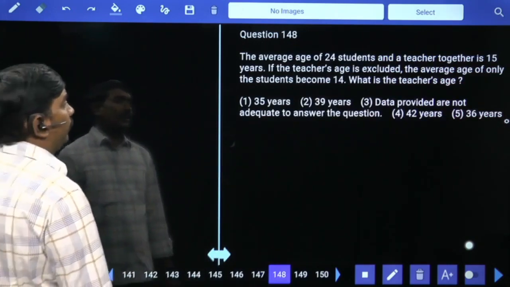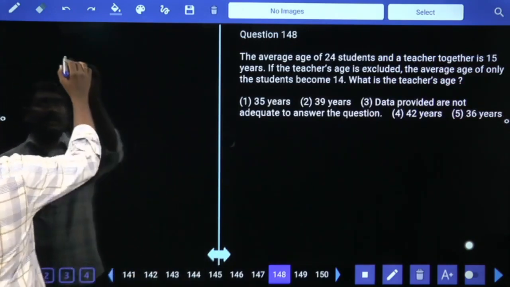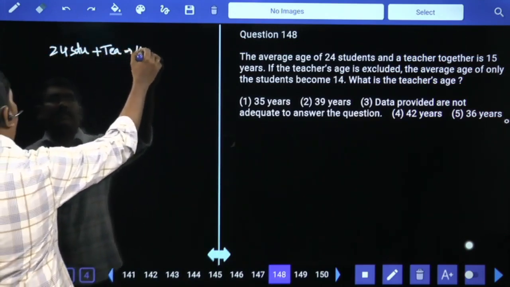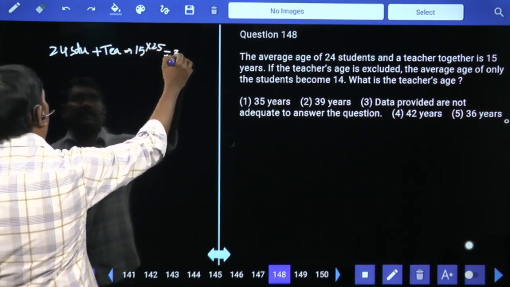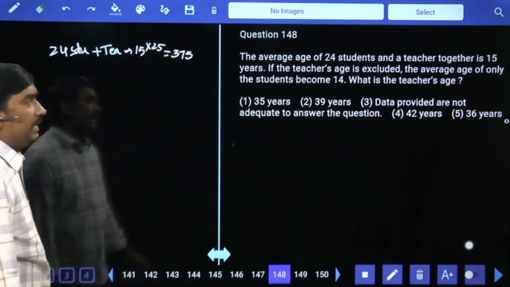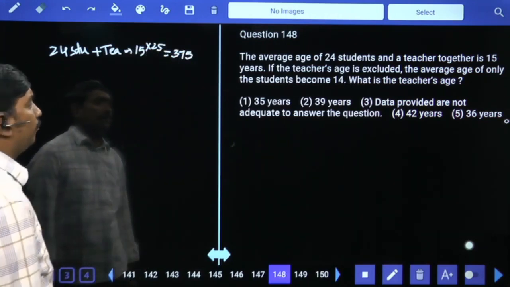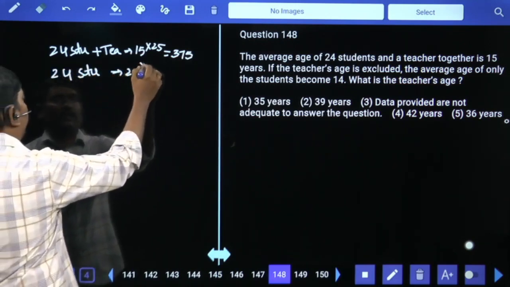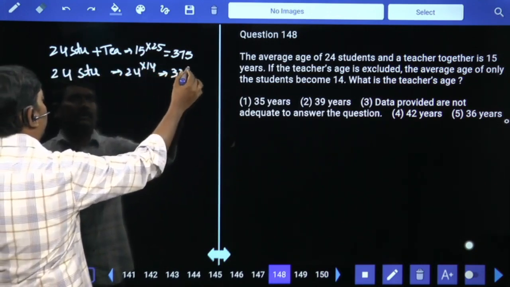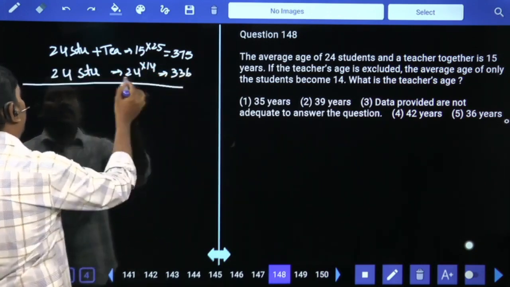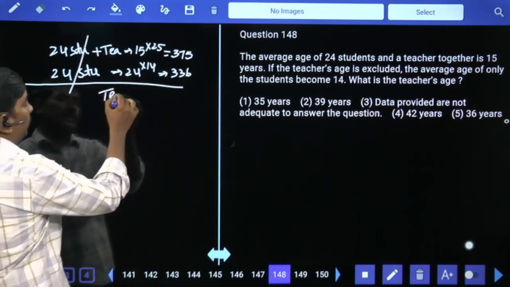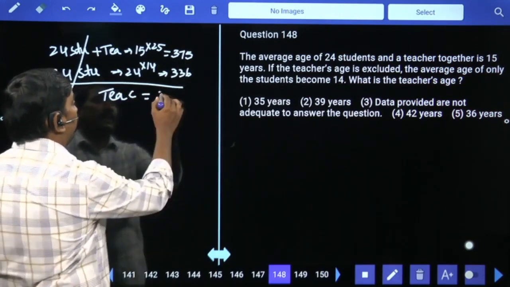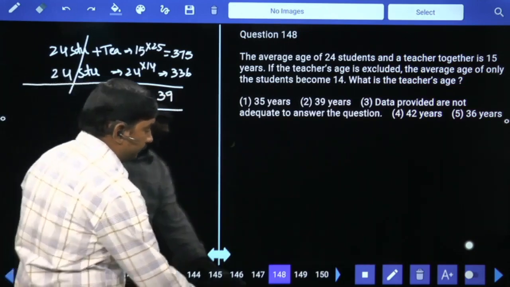The average age of 24 students and a teacher together is 15 years. 24 students plus teacher, average 15 means total 25 members. 375 is the total. If the teacher's age is excluded, the average age of only students becomes 14. 24 students average 14, then total 24 into 14, 336. Teacher's age: 375 minus 336, nothing but 39 years.